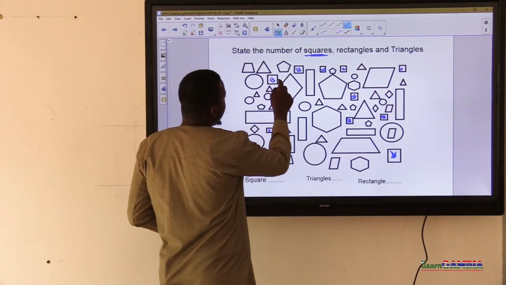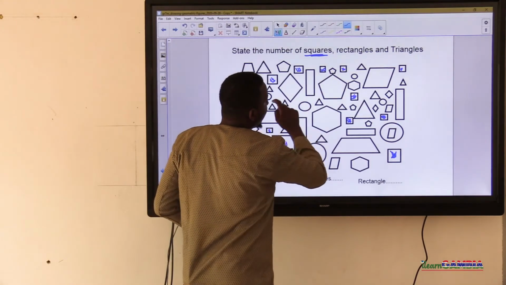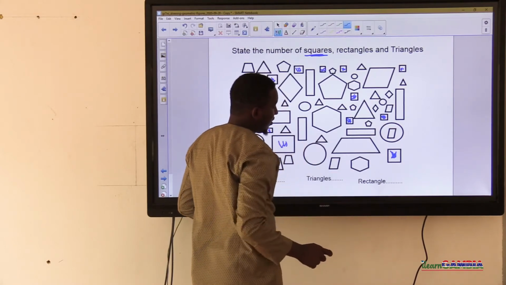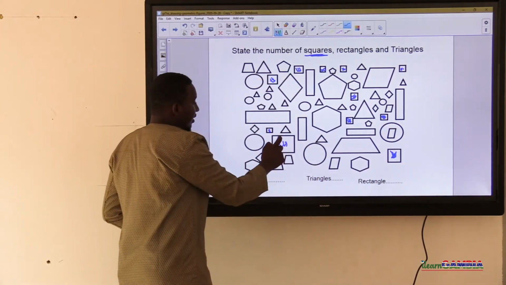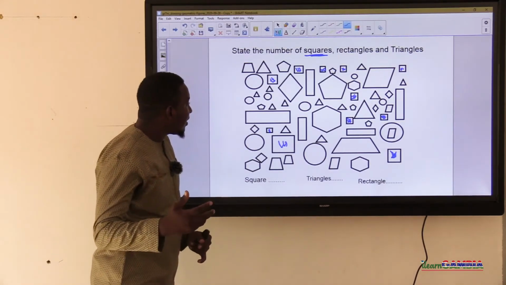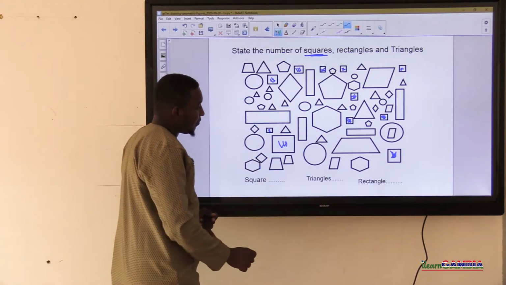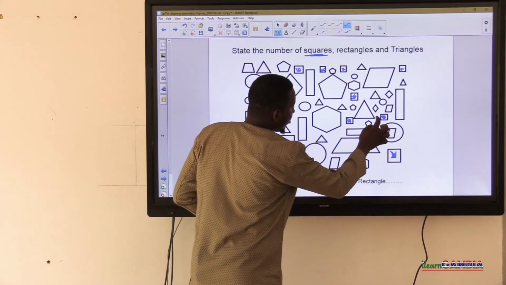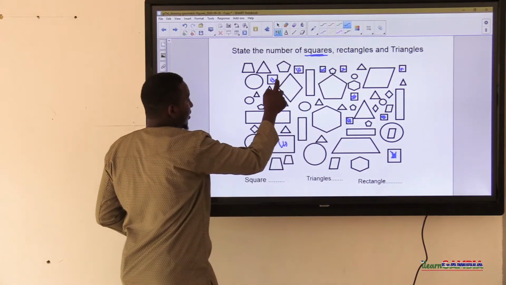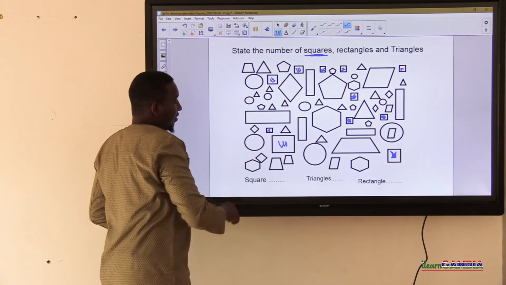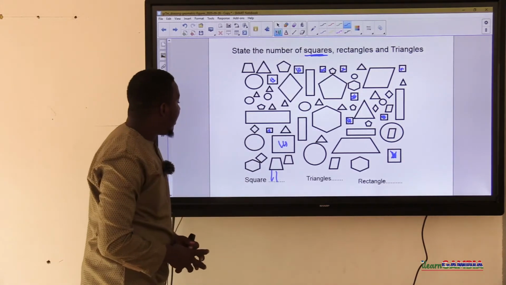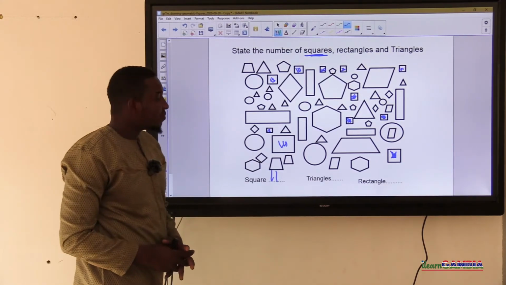We have 1, 2, 3, 4, 5, 6, 7, 8, 9, 10, 11. We have 11 squares. So can we count again to confirm? 1, 2, 3, 4, 5, 6, 7, 8, 9, 10, 11. We have 11 squares.